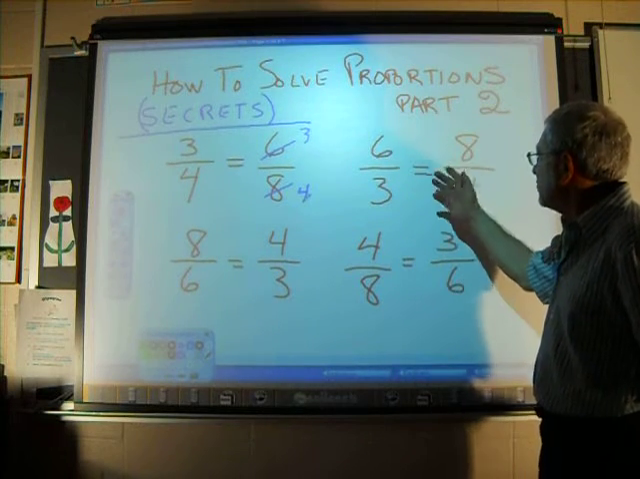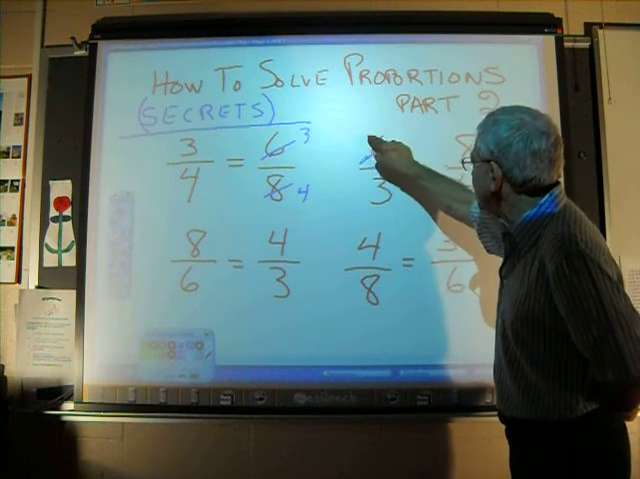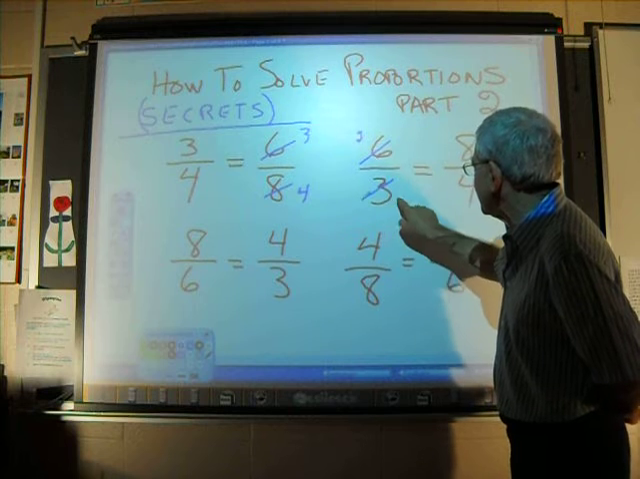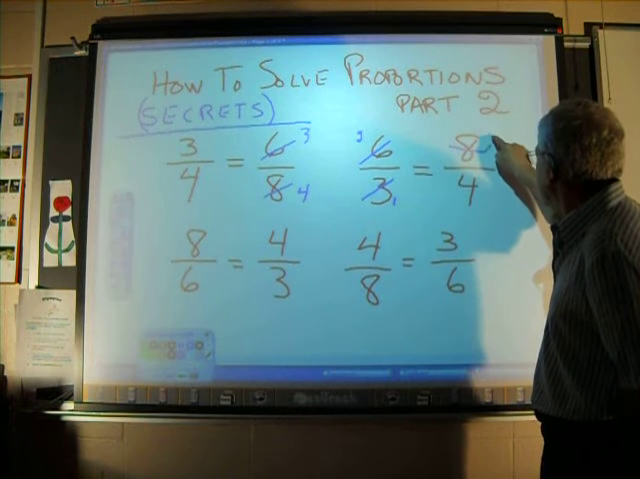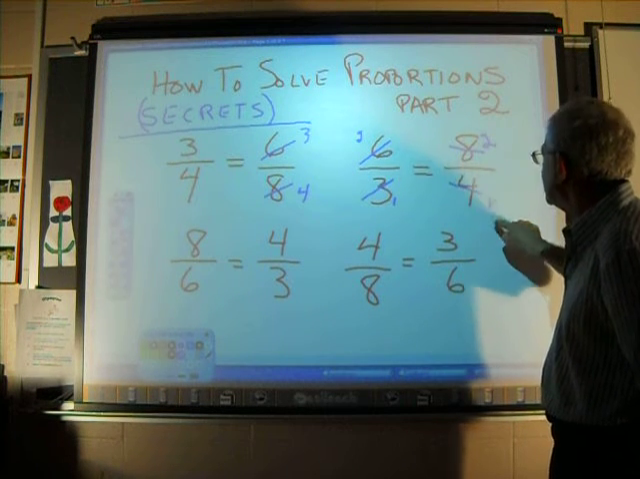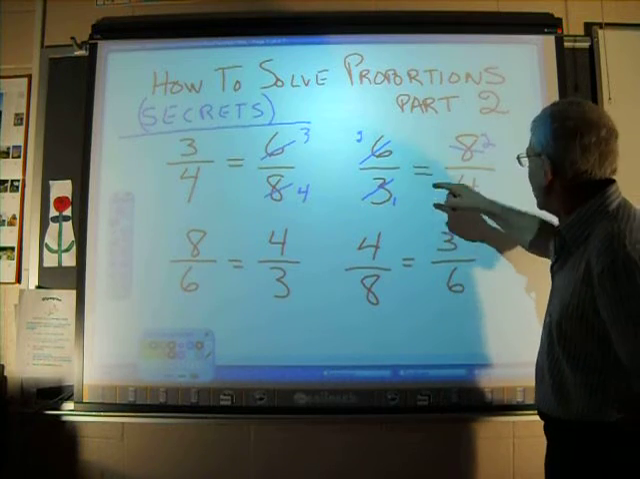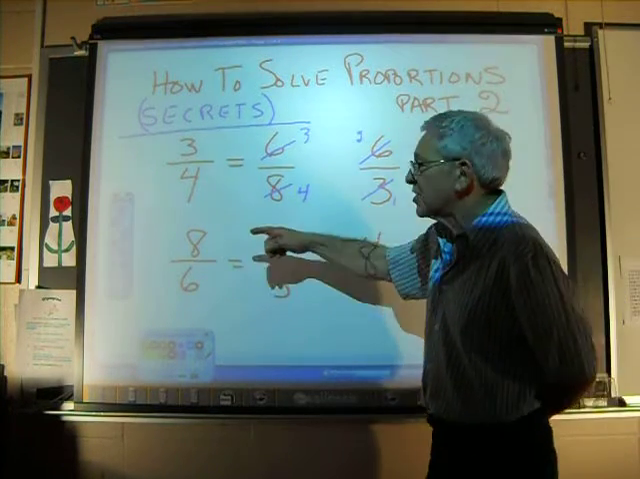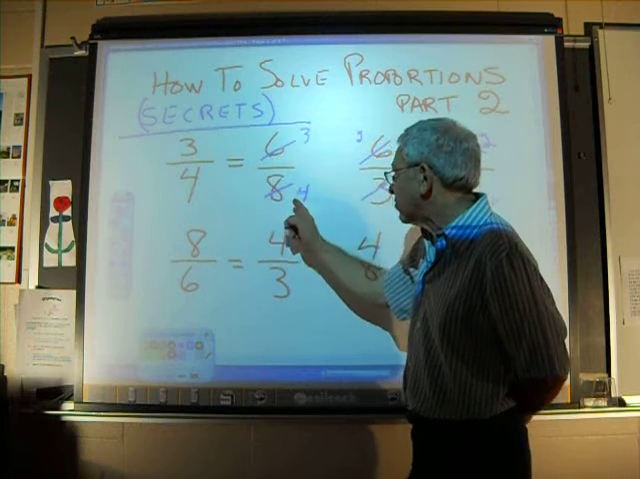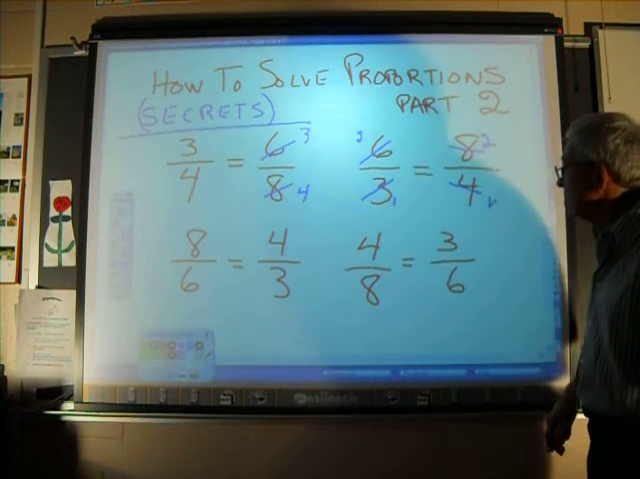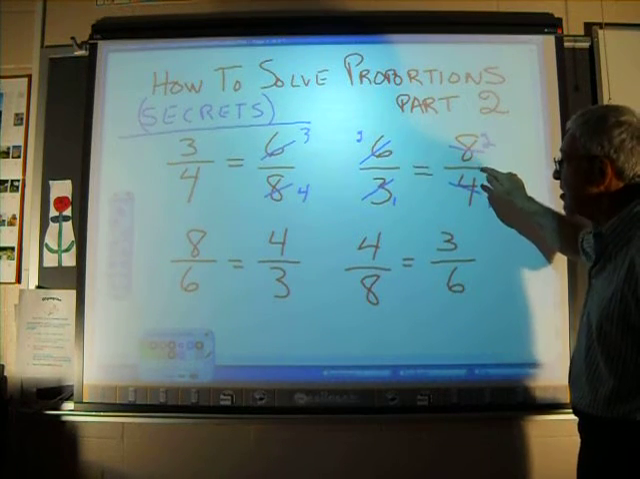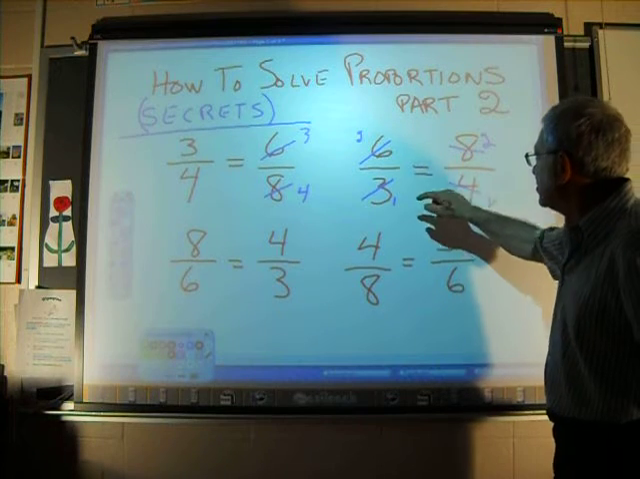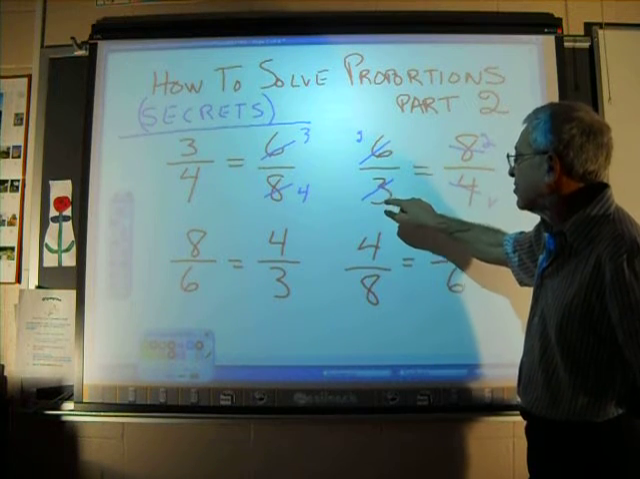Here, I reduce these fractions. I get 3 into 6 is 2, 3 into 3 is 1, 4 into 8 is 2, 4 into 4 is 1. And I get 2 over 1 equals 2 over 1. Just like here, I get 3 over 4 is 3 over 4. Now, you notice here that I reduced 8 and 4. Notice here I reduced 6 and 3.